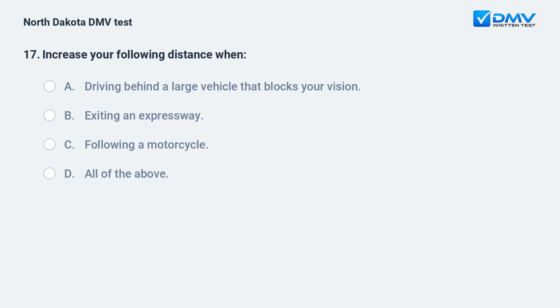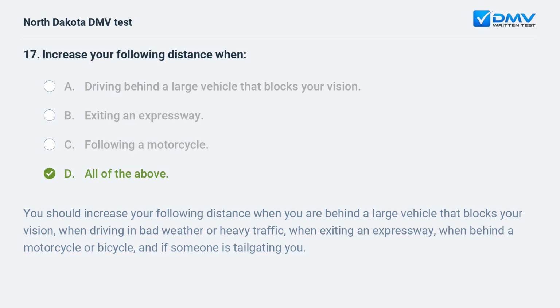Increase your following distance when: A. Driving behind a large vehicle that blocks your vision. B. Exiting an expressway. C. Following a motorcycle. D. All of the above. D. All of the above. You should increase your following distance when you are behind a large vehicle that blocks your vision, when driving in bad weather or heavy traffic, when exiting an expressway, when behind a motorcycle or bicycle, and if someone is tailgating you.